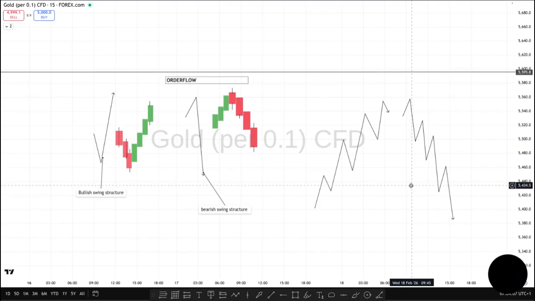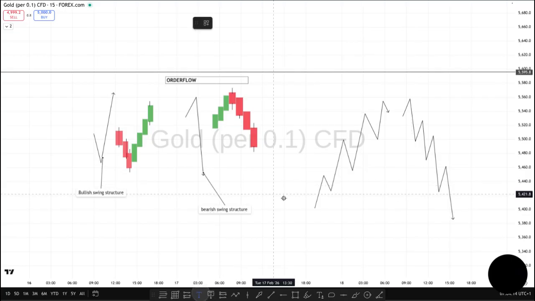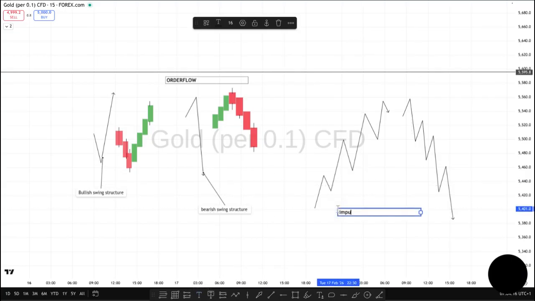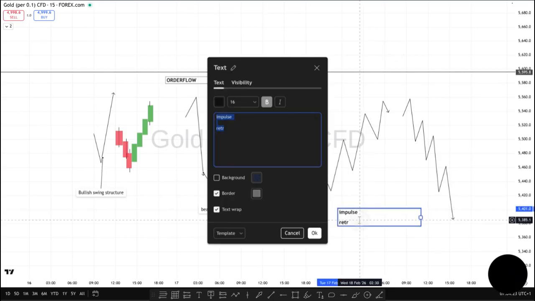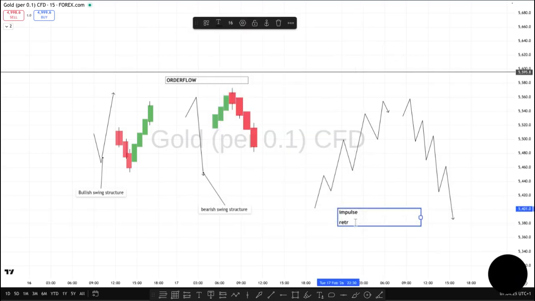Now, in every trend, whether it's an uptrend or a downtrend, there are two parts. We have the impulse, and then we have the retracement or pullback. You might know it as retracement, you might know it as pullback. These are the parts we have in every trend.